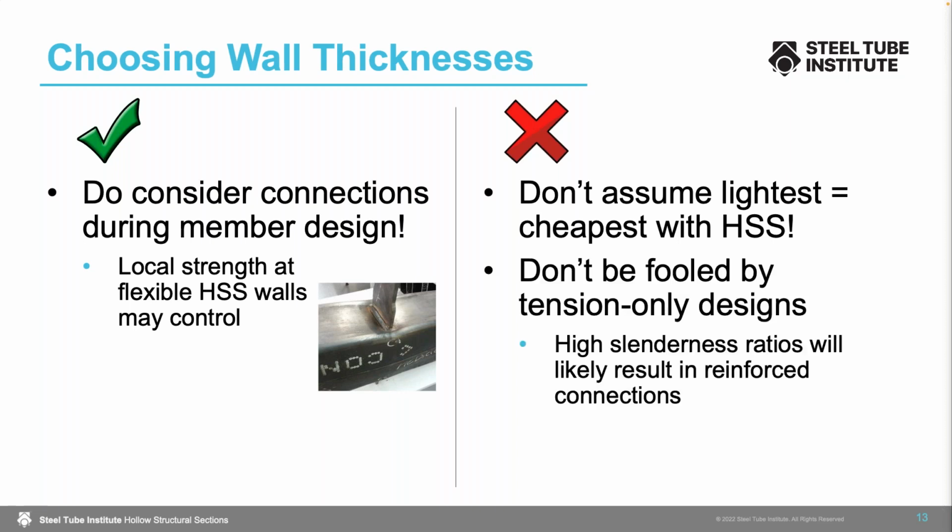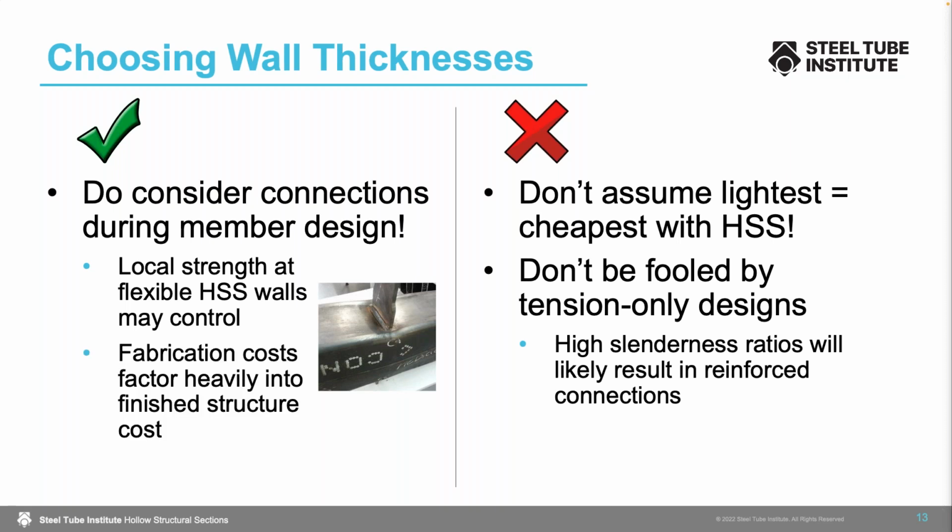website as well. And along these lines, don't be fooled by tension-only designs. If your member is only loaded in tension, you will likely get away with a very thin wall, but that high slenderness ratio will likely result in reinforced connections down the road. And those fabrication costs factor heavily into the finished structure cost.